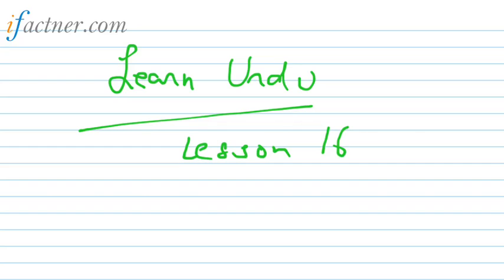And in lesson number 16 we will be looking at the two characters of the Urdu alphabet, and those are lam and mim. We will see how we use these two characters in the beginning of the word, in the middle of the word, and at the end of the word, and how we combine them with different letters. So let's begin our lesson.